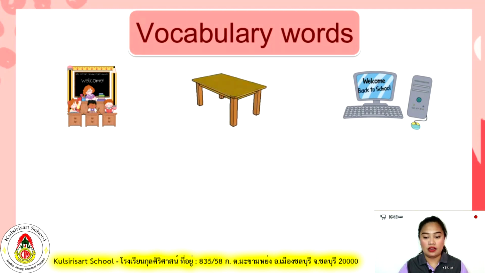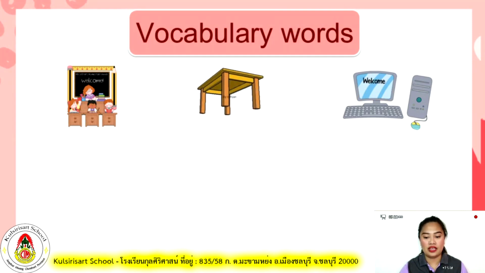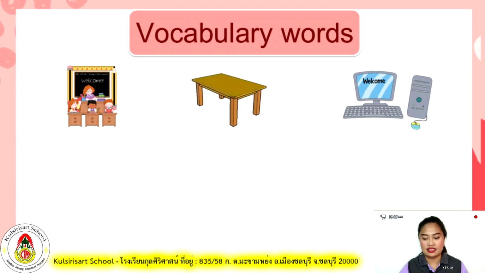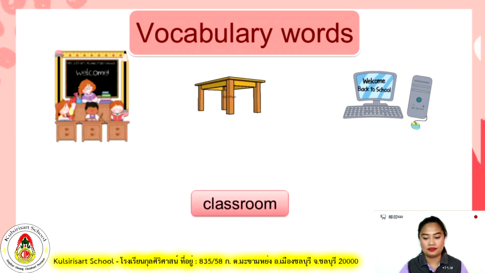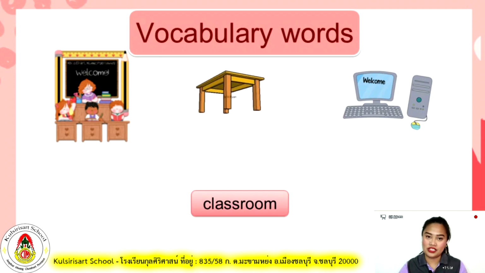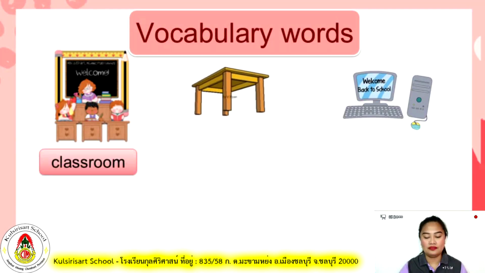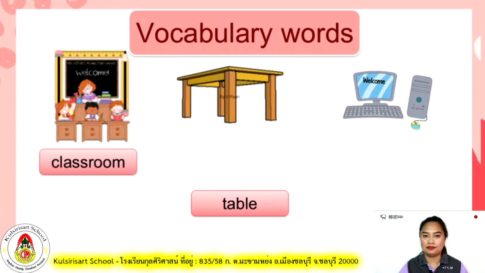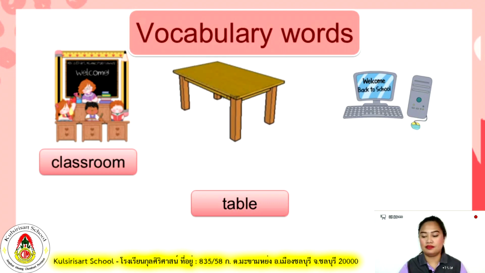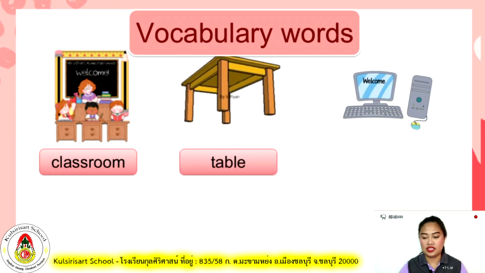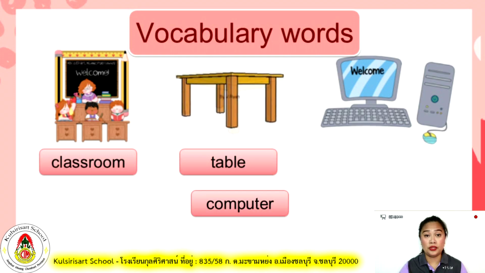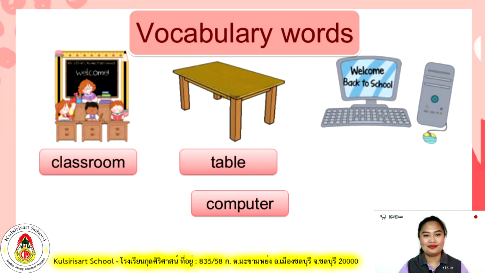We will be learning here some vocabulary words relating to our lesson. Let's name each. As you can see, I have here 3 objects. First we have classroom. Your turn and say classroom. Next we have table. Table. And third we have computer. Computer.